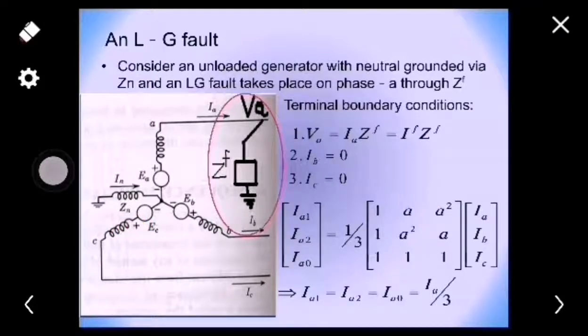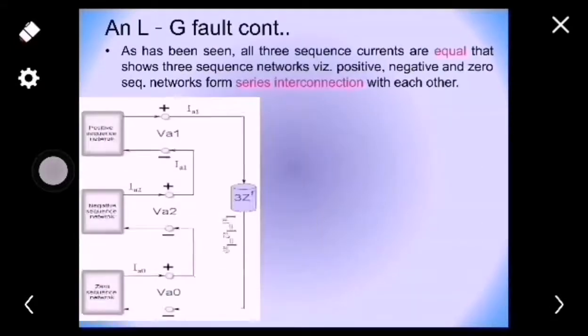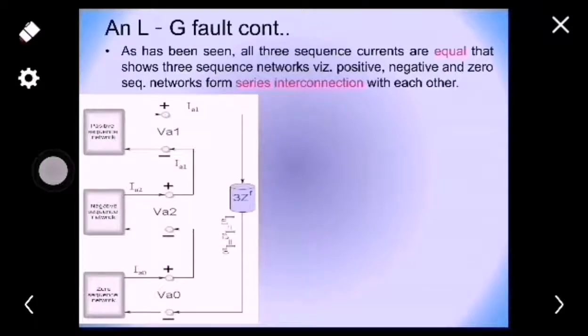We have already seen this in symmetrical components. Now ZF is no more different from Zn. They are in series. Why? Because from the neutral to the fault point, ZF and Zn are in series. So as 3Zn comes, 3ZF will also come. So in the series connection of the sequence networks, definitely Zn is 3 times Zn and ZF is 3ZF. All the 3 sequence currents are the same.